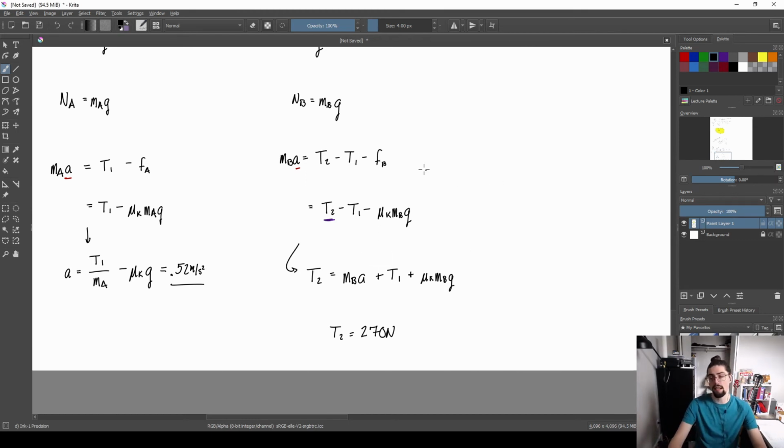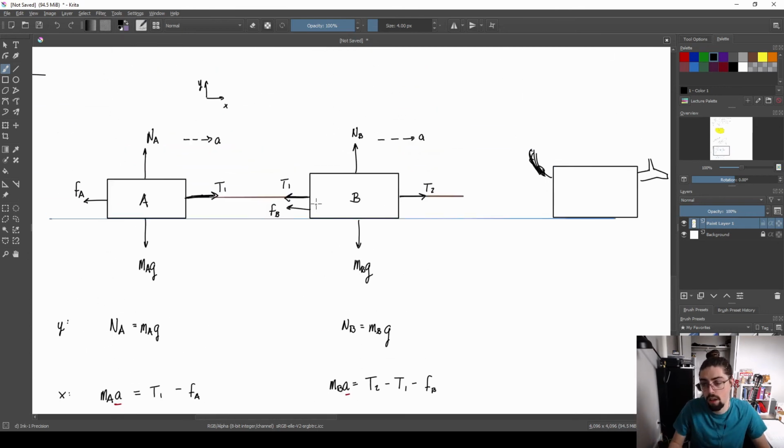Why is it T2 minus T1? Because if we go back up to our picture here, on sled B, T1 is pulling us in the negative x direction. The rope is not pushing. The rope always pulls.